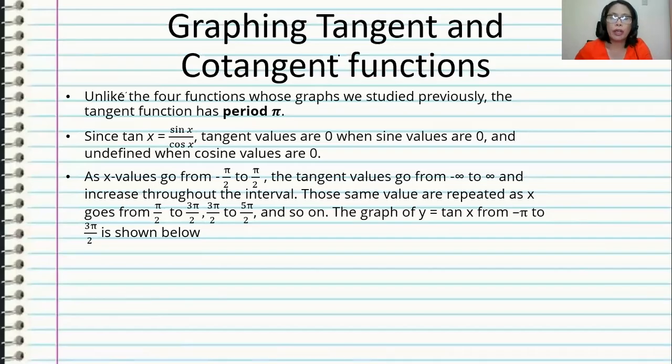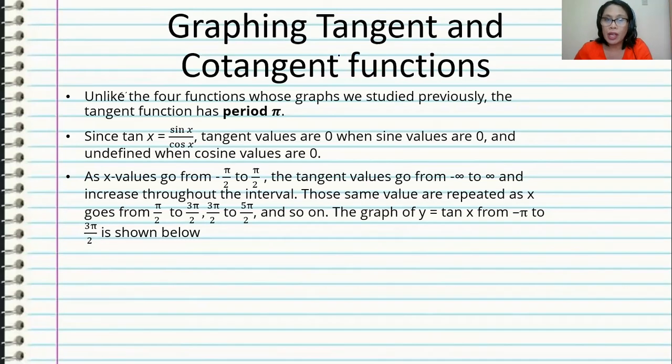Hi everyone. I'm going to discuss how to sketch the graph of tangent and cotangent functions. Now, unlike the previous four functions whose graphs we have studied previously, the tangent function has a period equal to pi. Meaning the behavior of the graph will be repeated after pi. Unlike with the other four, where the period is usually equal to 2 pi.